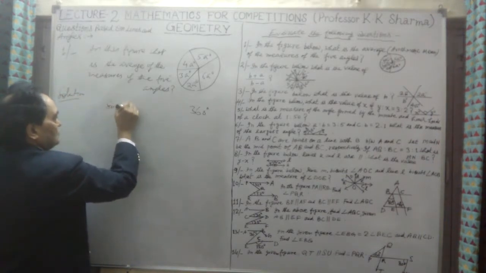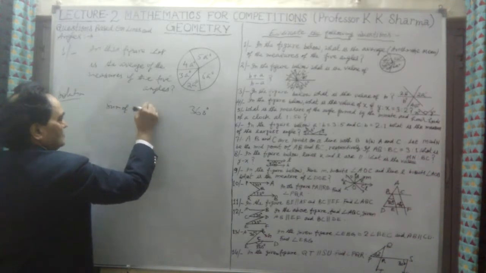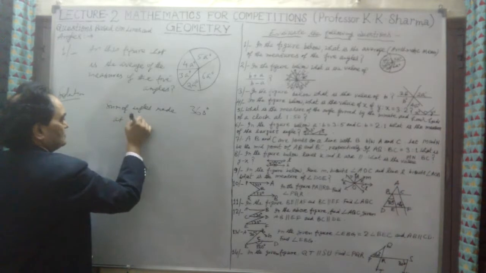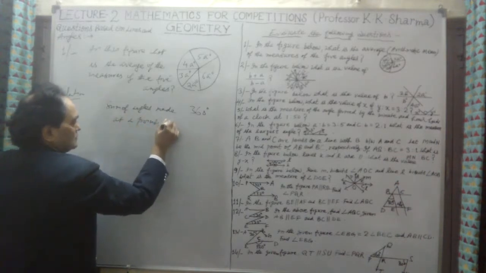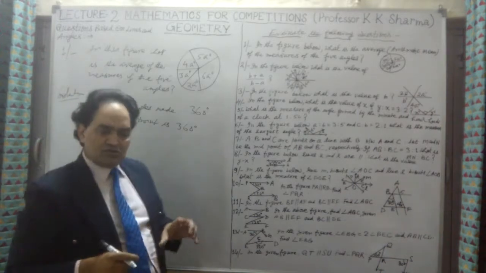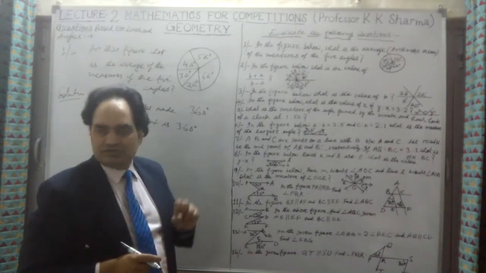Sum of angles made at a point is 360 degrees. Now these are the 5 angles. Now 5 angles, their sum will also be 360 degrees.